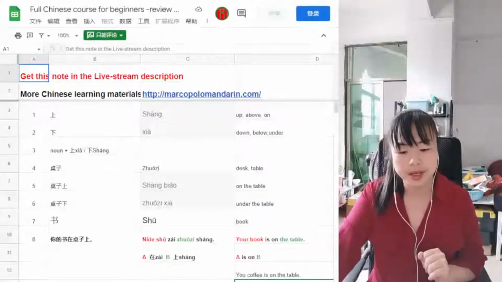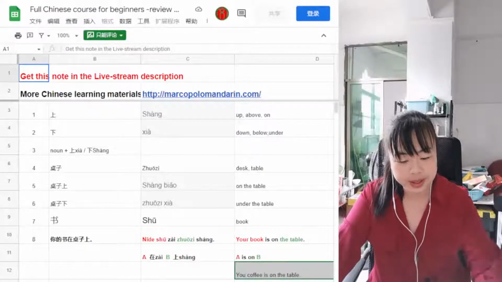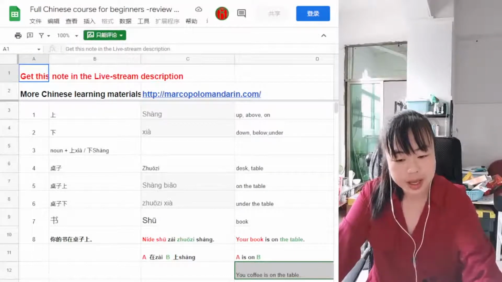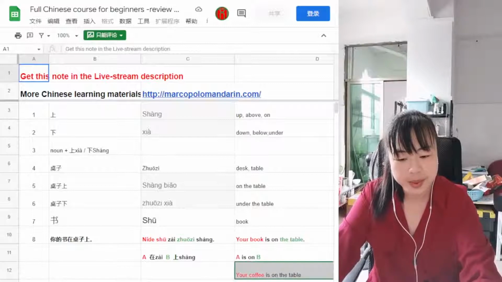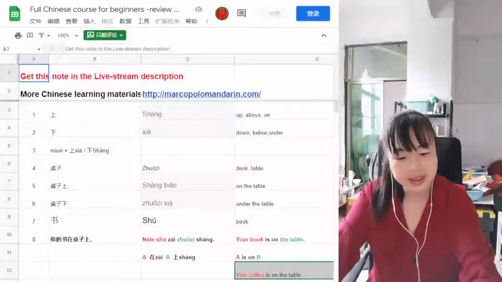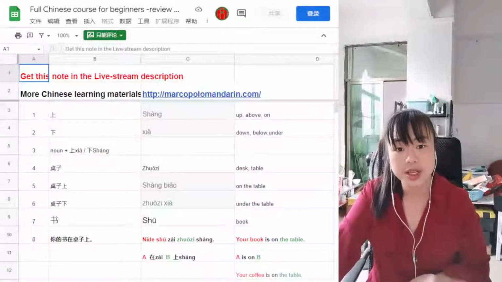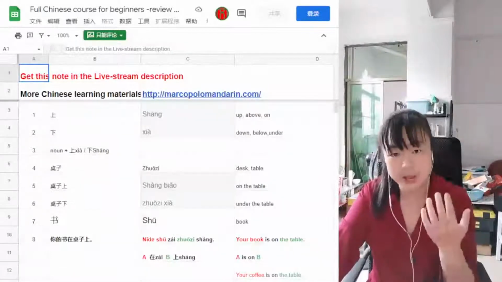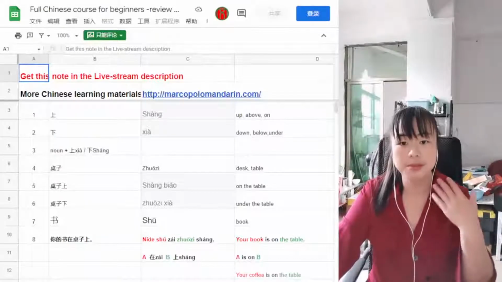Step 1, mark color first. Your coffee we mark as red. And then the table, we mark as green. So step 2, now I show you step by step. When you do this kind of exercise, follow these steps at the beginning. If you practice more, your Chinese will become better and better.